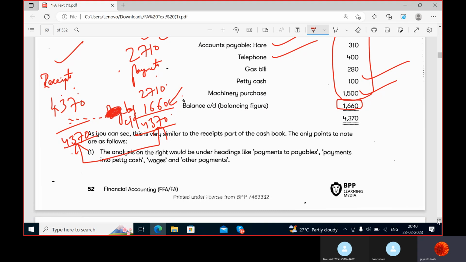Now when I start my cash book in the next month or on the next date, I will start my cash book with this balance of 1660 as balance brought down, 1660. And then again, I'll make my cash book for the next month. Suppose this entire thing I'm closing on Jan 31st. So on Feb 1st, when I start my cash book, I start with 1660.